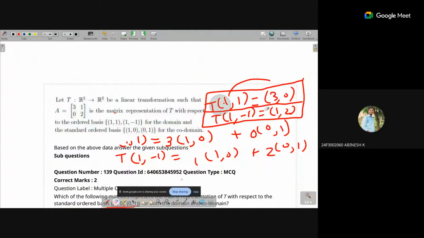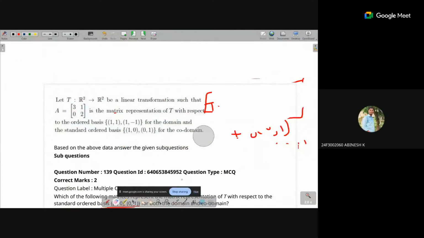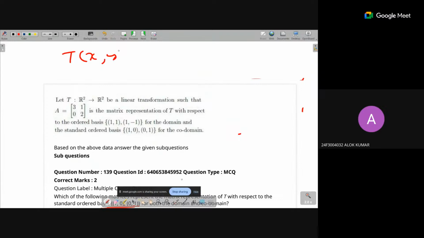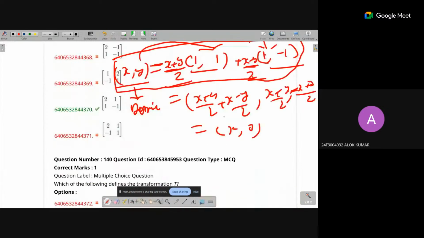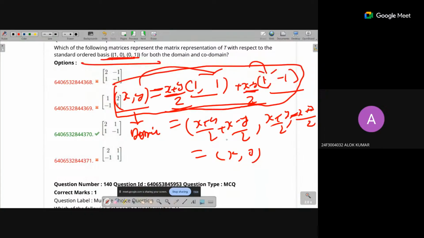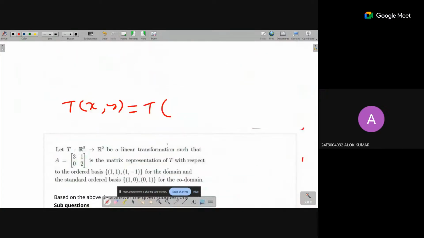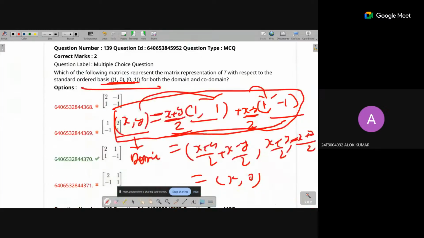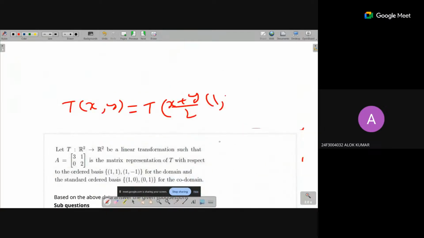Yes, sir. Okay. Now I have to take the transformation T of x comma y. T of x comma y can also be written as this, as I derived here. It can be written as (x plus y) by 2 times (1 comma 1) plus (x minus y) by 2 times (1 comma minus 1).